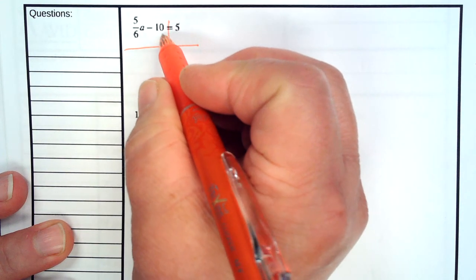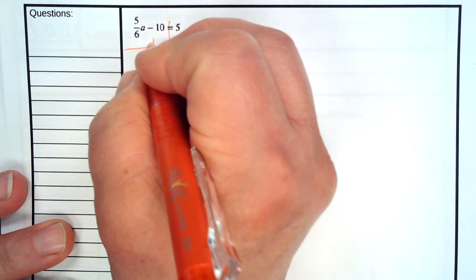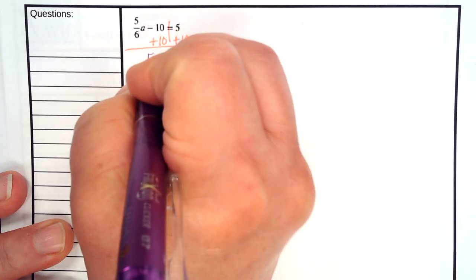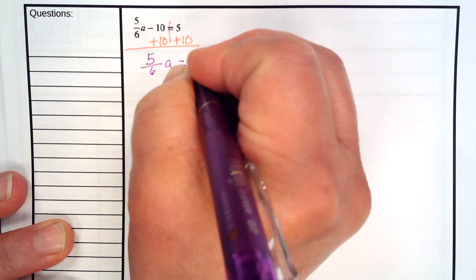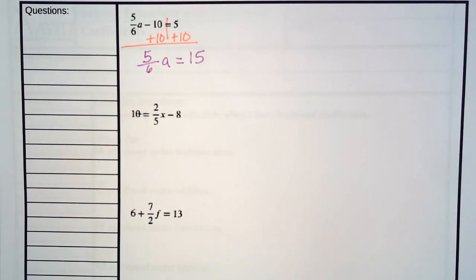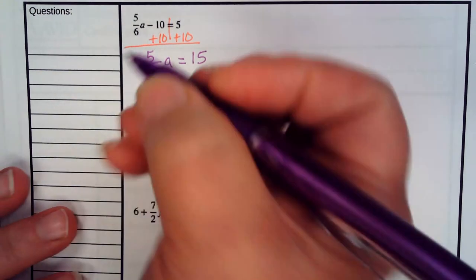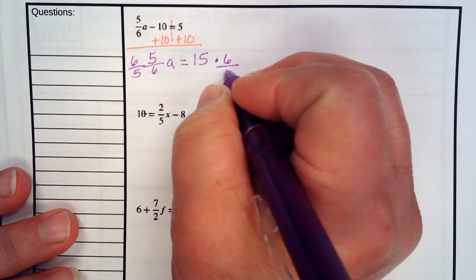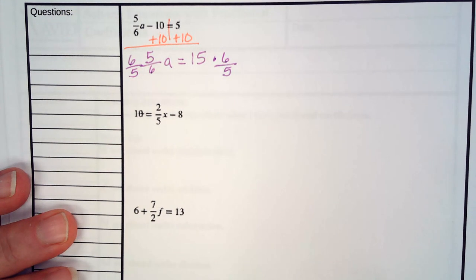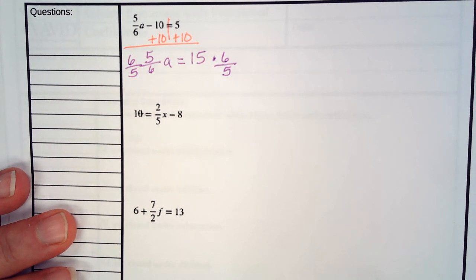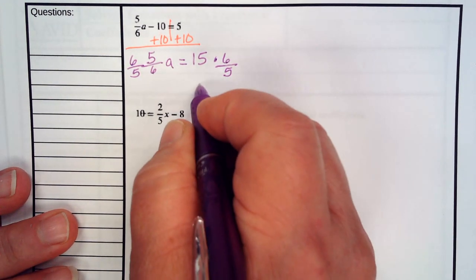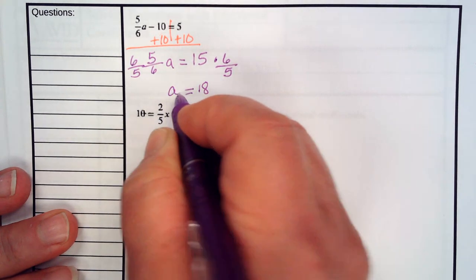Okay, I need to move the numbers to one side. I've subtracted 10. The opposite is to add 10. I've got 5 over 6a is equal to 15. What is the reciprocal of 5 over 6? Turn it upside down. 6 over 5. Okay, this time 5 is a factor of 15. 15 divided by 5 is 3. 3 times 6 is 18. 18 is equal to a.